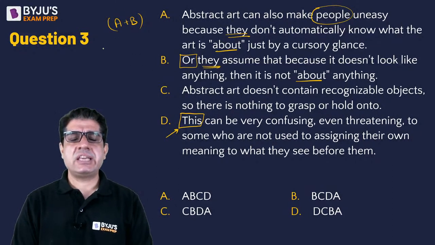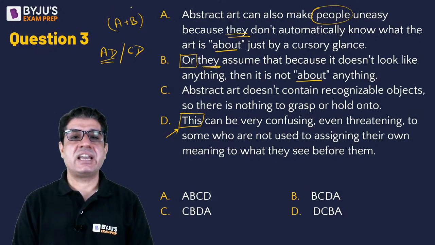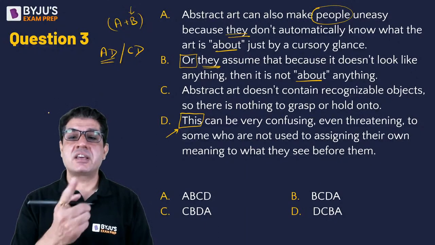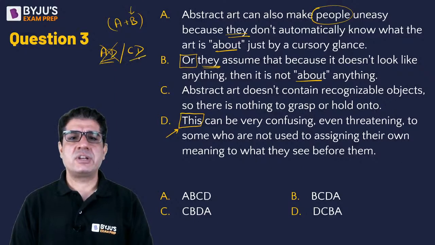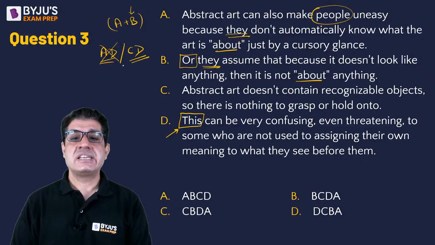So the only thing is, you can either have AD or you can have CD. But if I use AD, I'll have no place for B. A has to come before B, otherwise it won't make sense, right? So AD is ruled out. The only other option we are left with is CD.